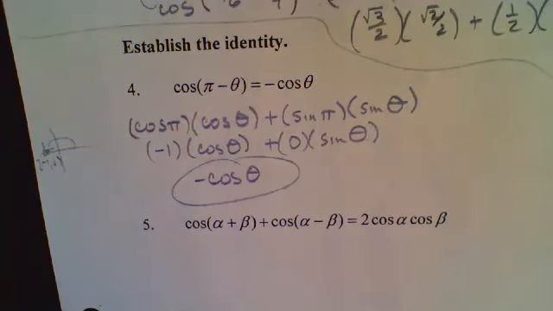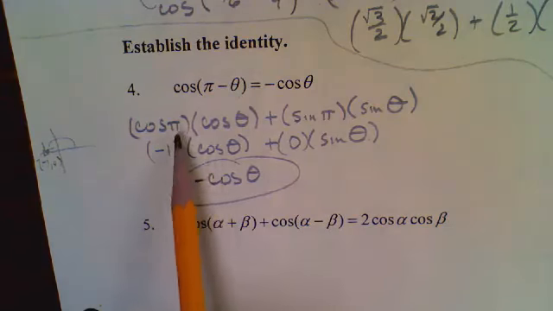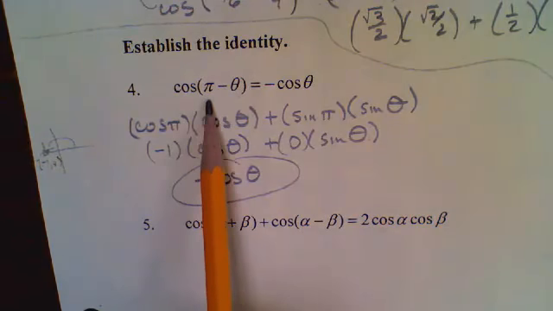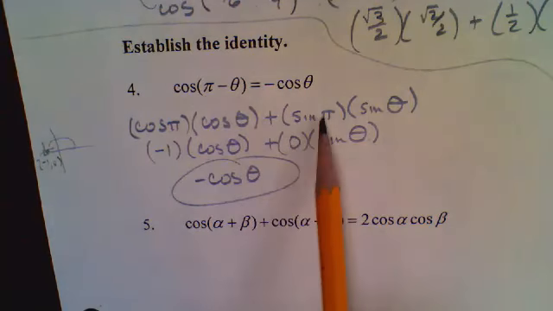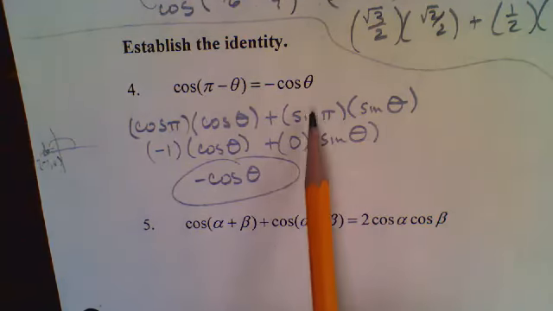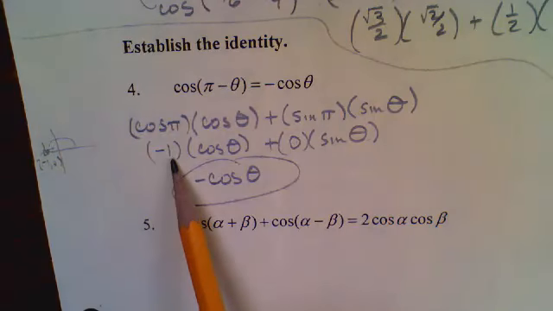So it ended up being a pretty easy identity. You just use your difference formula for cosine. Cosine of the first, cosine of the second, plus sine of the first, sine of the second. Then simplify the trig values you know, and then you can simplify the whole thing.